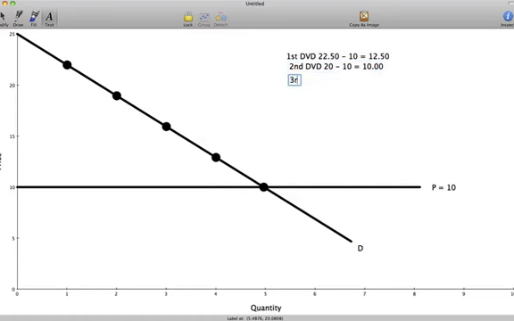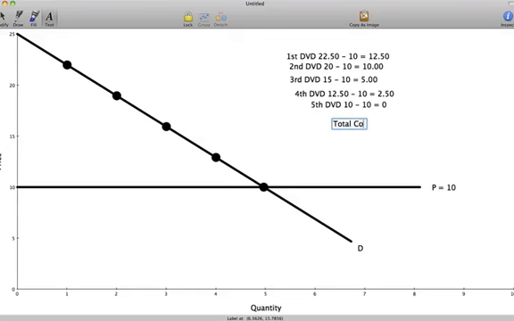For the third DVD, we were willing to pay $15. We only had to pay $10. We're getting savings of $5. For that fourth DVD, we were willing to pay about $12.50. We only had to pay $10, so we're getting savings of about $2.50. When we get that fifth DVD, we were willing to pay $10. We had to pay $10, and our savings then are 0. We would not buy any additional DVDs.